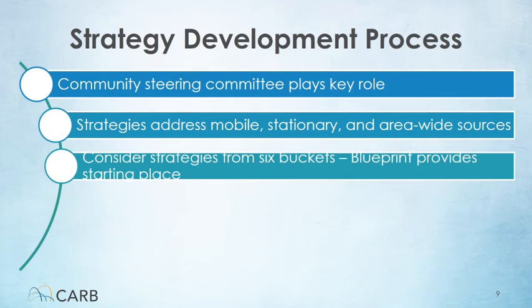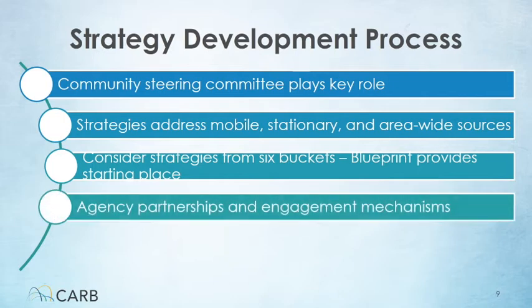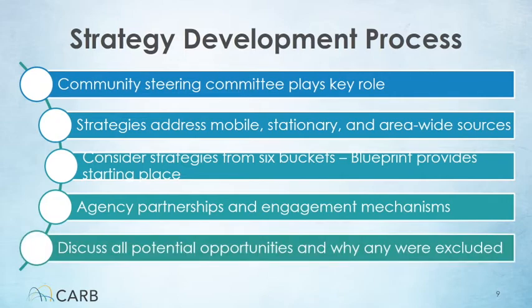Implementing a robust set of strategies will require everyone working together. In cases where the Air District or CARB does not have the authority to implement a strategy, the Community Emissions Reduction Program should consider engagement mechanisms to advocate for the identified strategies. This could include seeking formal commitments from other agencies. Finally, the Community Emissions Reduction Program should discuss all potential opportunities identified and why any were excluded.